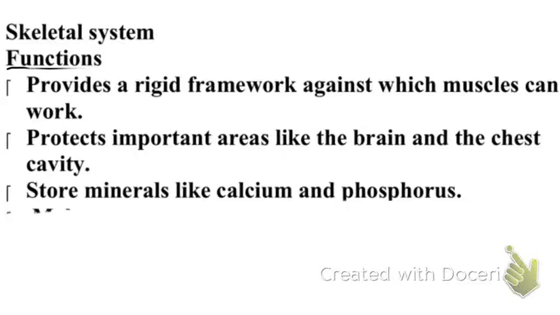Next up, it stores minerals like calcium and phosphorus. Calcium is used during muscle contractions. We need that calcium in order to contract our muscles. And phosphorus is in ATP, that energy that's created during cellular respiration, is adenosine triphosphate. We need a lot of phosphorus in order to make all of the ATP that gives our body energy.